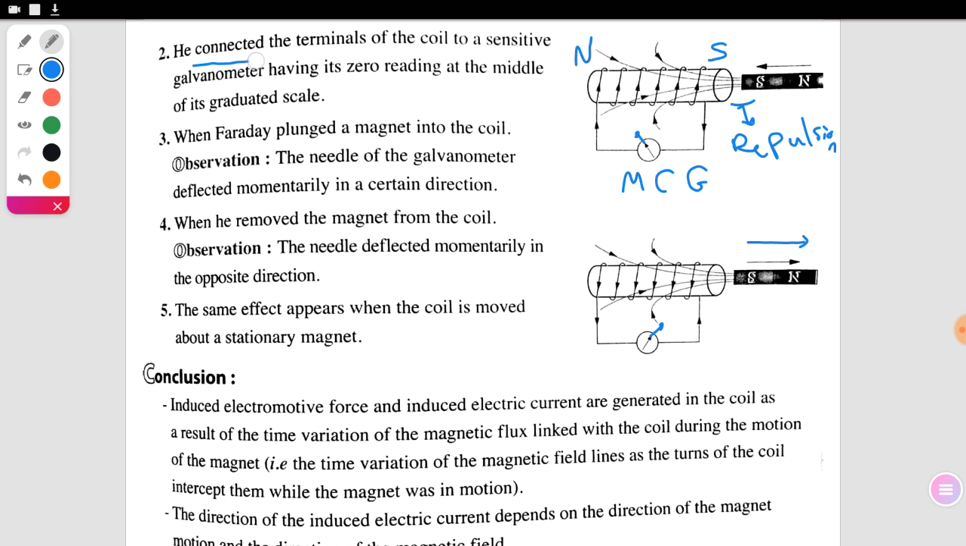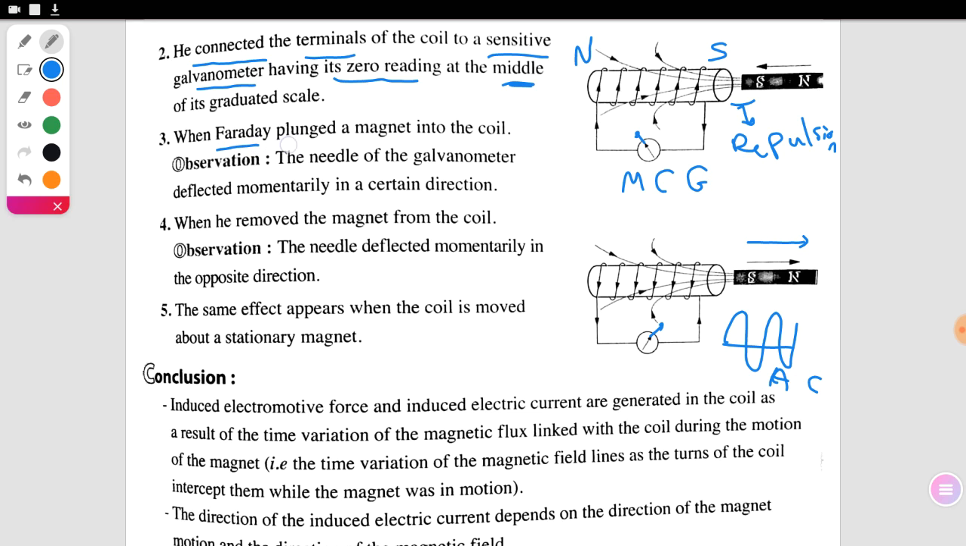This experiment can be explained as follows. When we connect the terminals of the coil with a sensitive moving coil galvanometer, or microammeter, or milliammeter, having zero reading in the middle to determine the direction of the current, the current produced is called alternating, moving up and down. This current is called alternating current, not direct current.